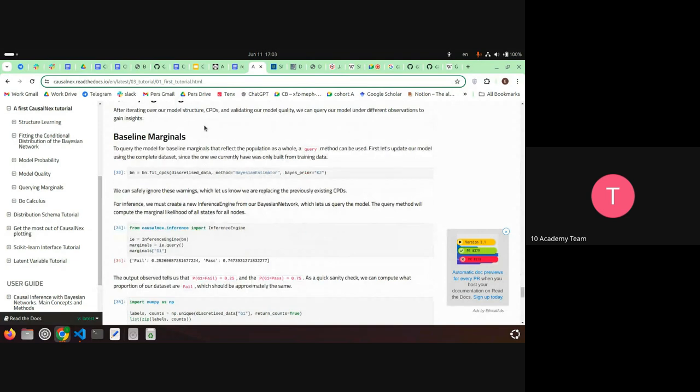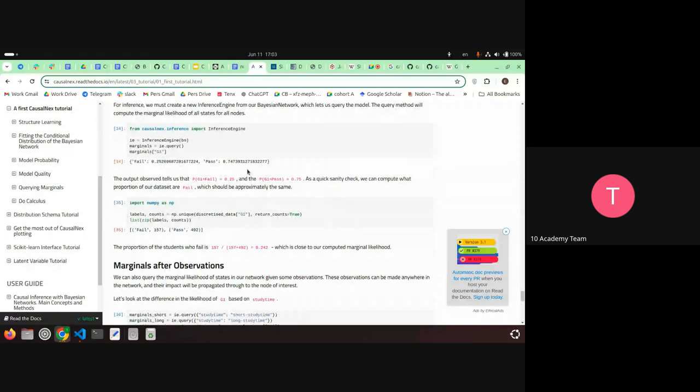Before, we saw the conditional probability distribution, but you can also see the marginal distribution, and you can do that by using query. So this is going to be the marginal probability, not the conditional. This is in total, not just depending on particular combinations of variables.